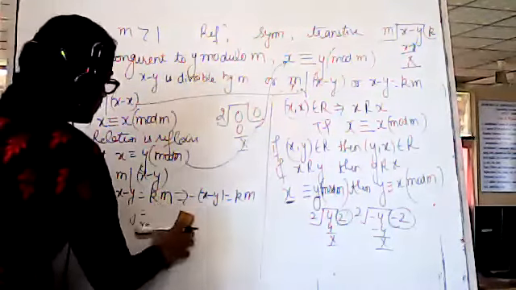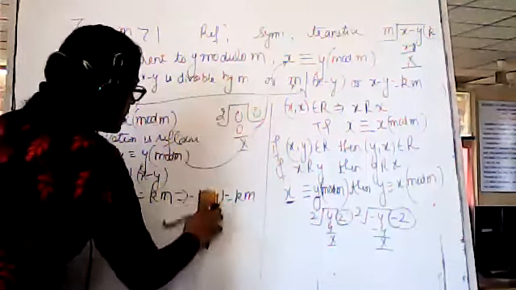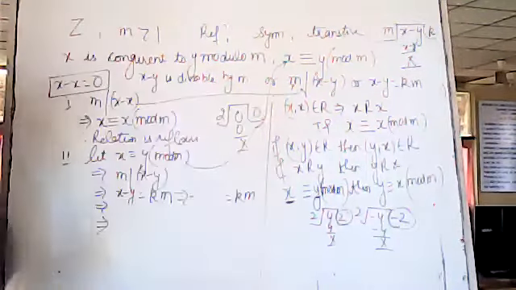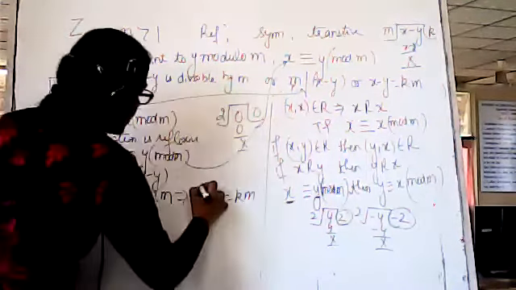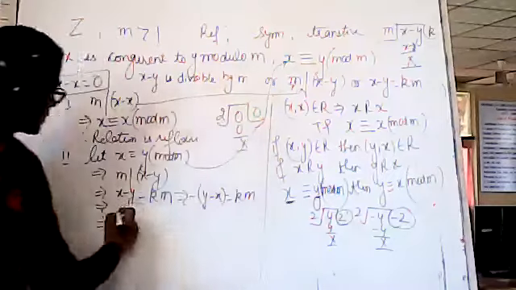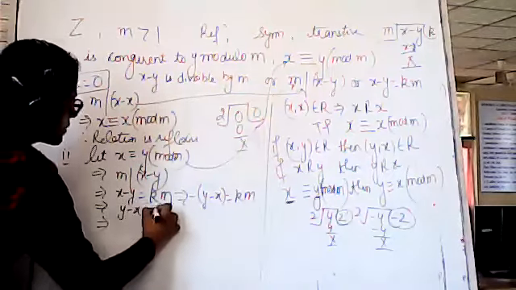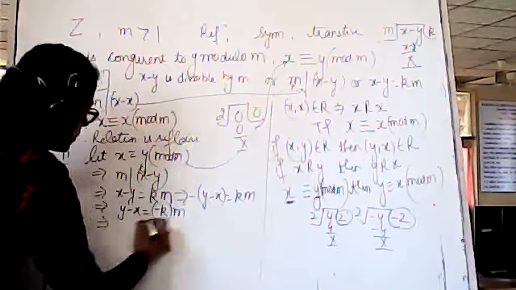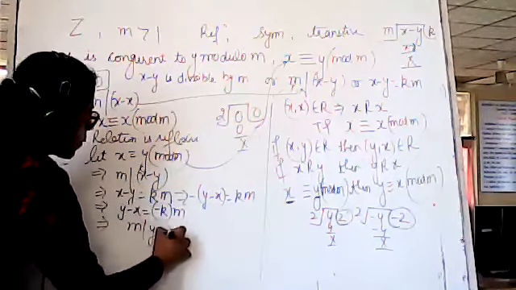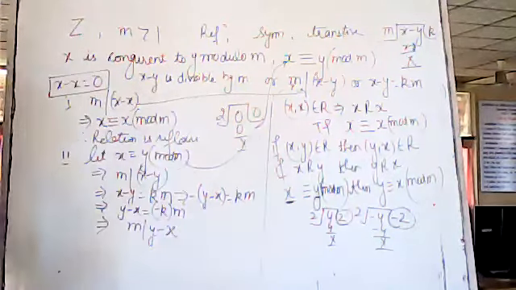Wait a minute. It will be... the minus sign is taken common from inside. It will be y minus x. So y minus x is equal to minus k into m. It will be m divides y minus x. So what did m divide? y minus x.